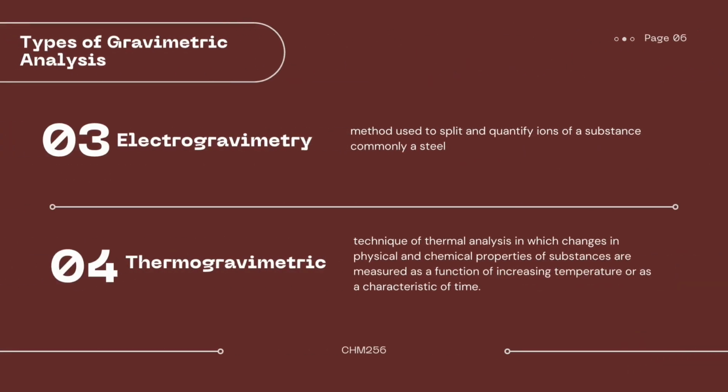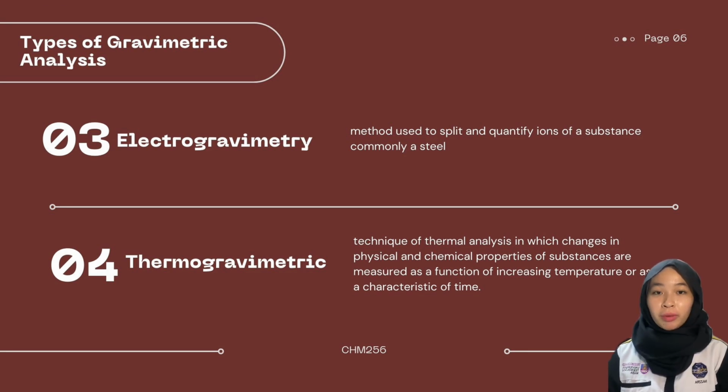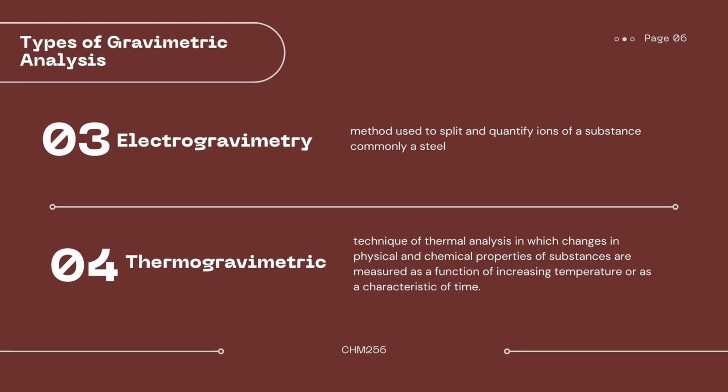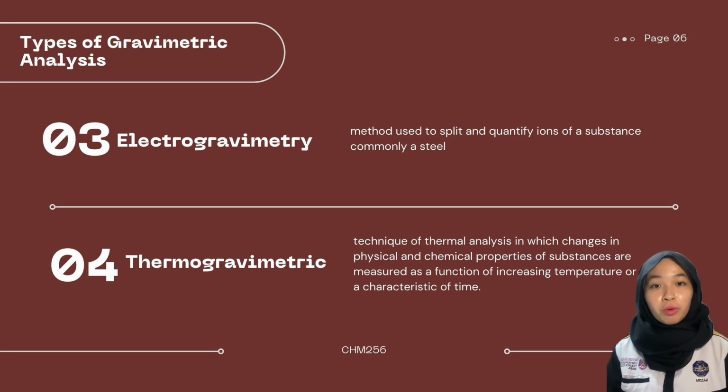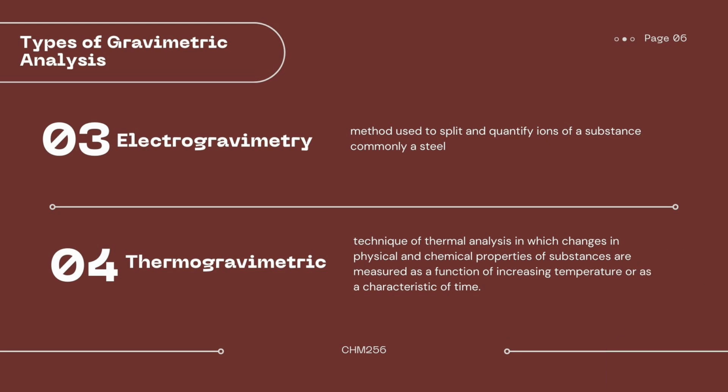In addition, there are also electrogravimetry and thermogravimetry. The third one, electrogravimetry, is a method used to separate and quantify ions of a substance, commonly a metal. Last but not least is thermogravimetry. This technique is used as a thermal analysis in which changes in physical and chemical properties of a substance are measured as a function of increasing temperature or as a function of time.